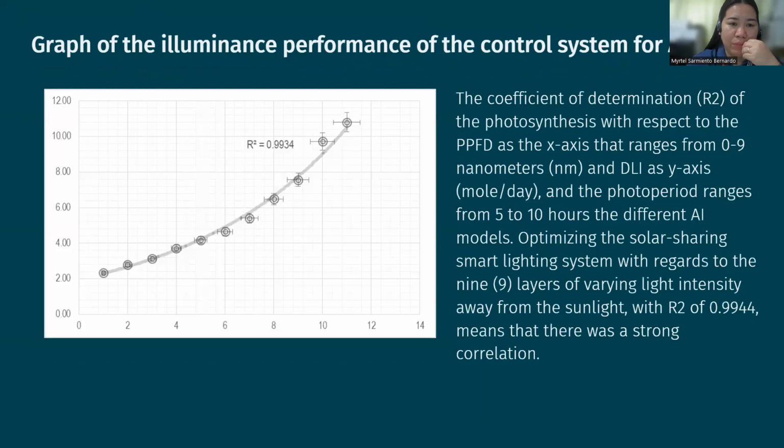The graph shows the illuminance performance of the control system for the smart lighting systems, which has a photoperiod of 9 to 10 hours, with different models that have a coefficient of determination of 0.99. That means it is called strongly correlated.